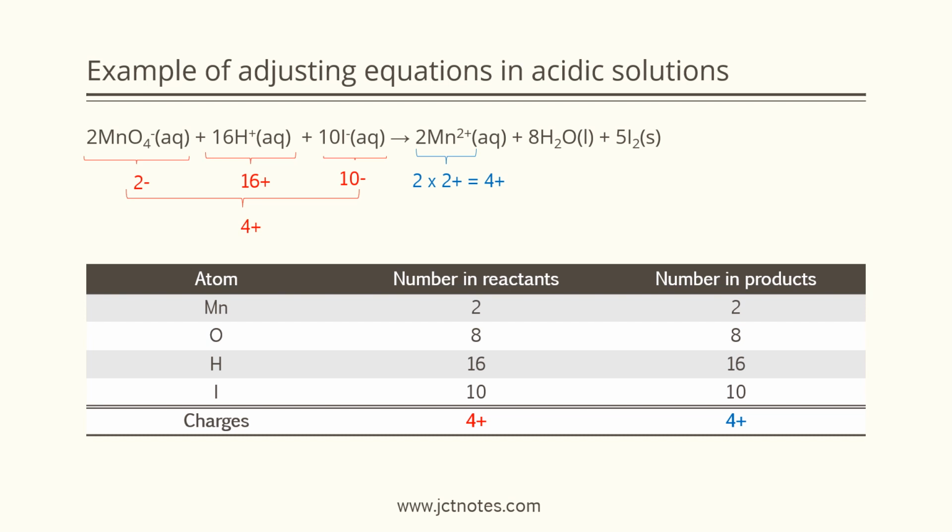We now check the charges. In the reactants, we have 2 negative charges from 2 permanganates, 16 positive charges from 16 protons, and 10 negative charges from 10 iodides. Adding all together gives a total number of 4 positive charges in the reactants. In the products, we have also 4 positive charges provided by the 2 manganese ions. Therefore the equation is balanced.